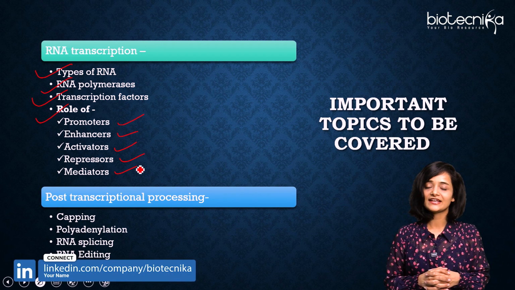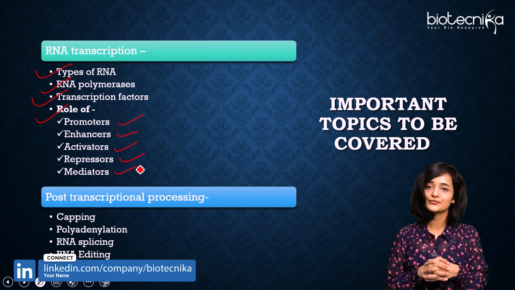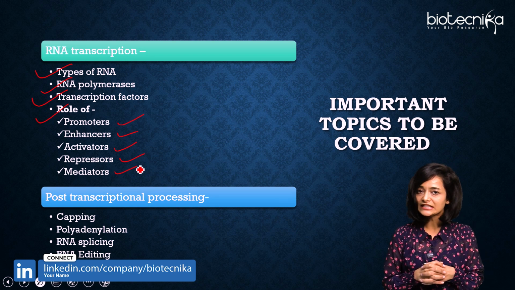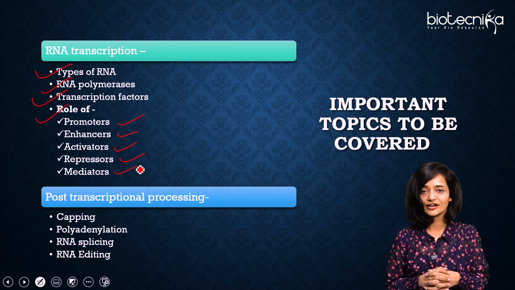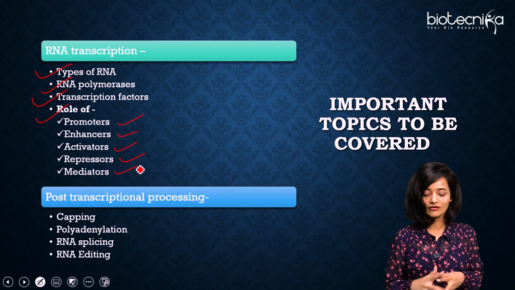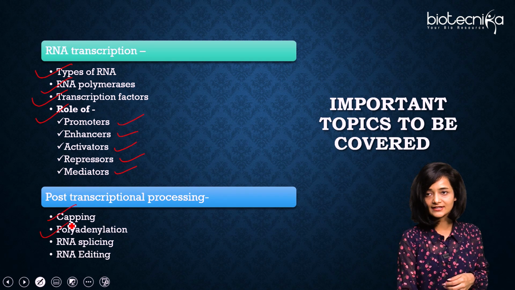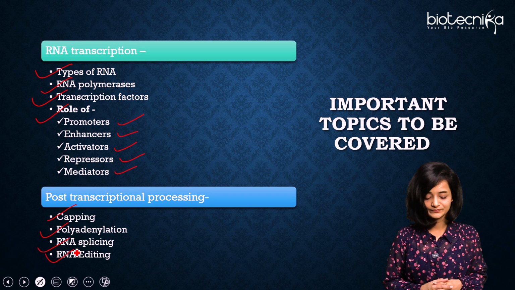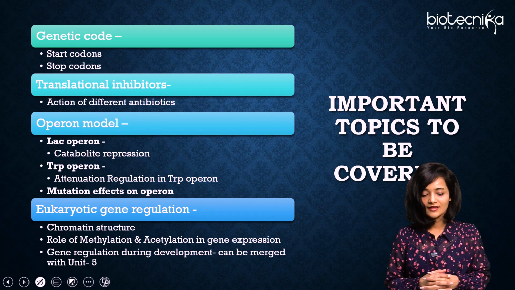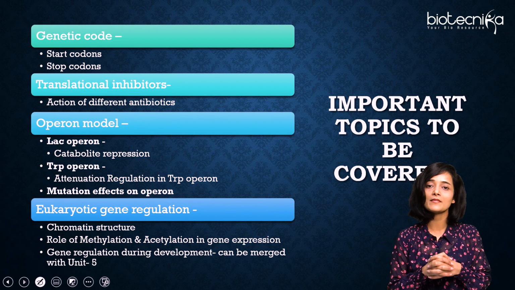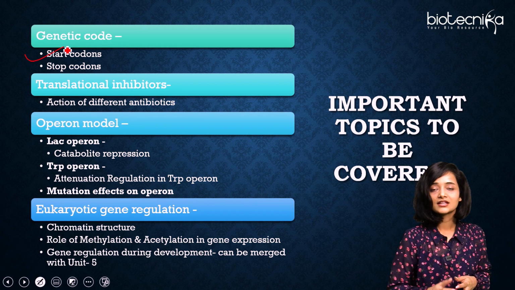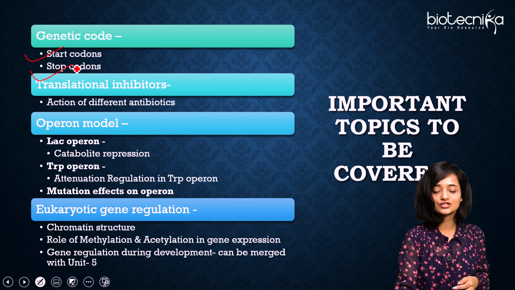Another important subunit is post-transcriptional processing, where you need to remember the events and the components involved during the processes of capping, polyadenylation, RNA splicing, and RNA editing. Then comes the genetic code, where you must remember the start codons and what the stop codons are.